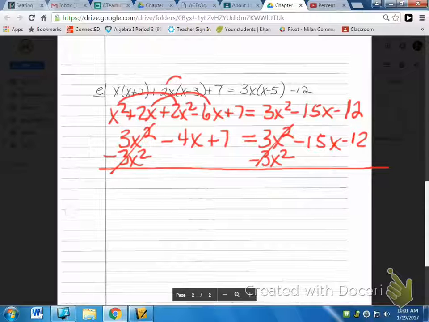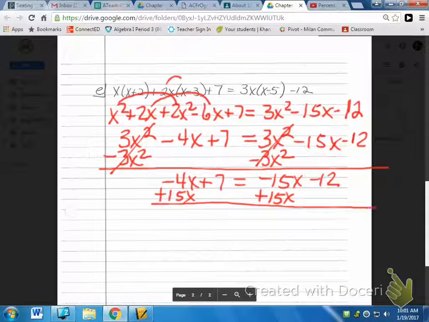So below that line, what do I have, my tree? Negative 4x plus 7 or negative 15x minus 12. Right. Okay, now, get the variable on one side. Which one am I going to move? Okay, negative 15x, and I'm going to move it by doing what? Adding 15x. Okay, and when I do that, what's going to happen? 11x plus 7 equals negative 12.